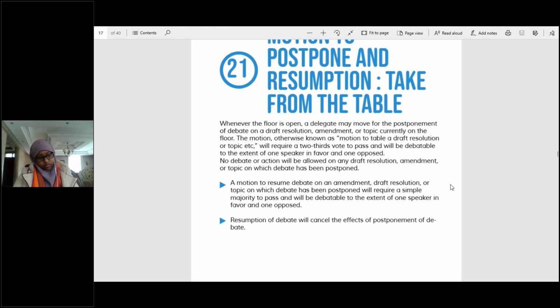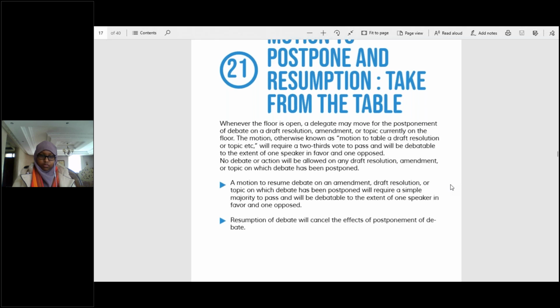So you can't really bring it back. Let's say we're discussing the global fund and then we decide to shelve it. Postponing is like shelving it, and then we'll come back to it. If it has been postponed, you can't bring up the topic of the global fund for climate change again until we decide to take it from the table, that is, to unshelve it and discuss it now.